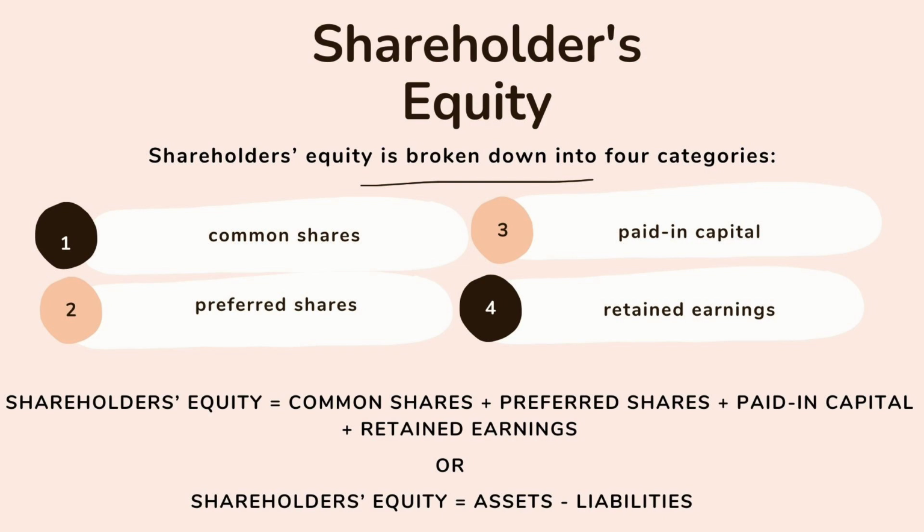Shareholder equity can also be broken down into 4 categories. It's a combination of common shares, preferred shares, paid-in capital, and retained earnings.